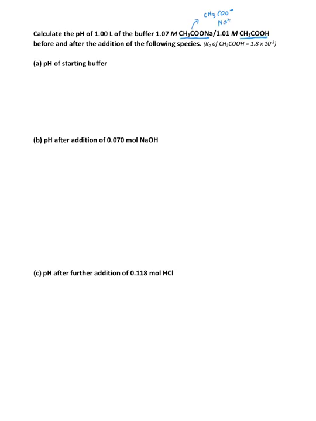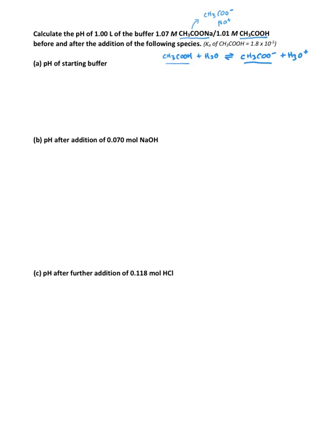So before we start any calculations, let me write out the dissociation reaction for acetic acid. So CH3COOH will react with water to form CH3COO- and H3O+. So from this reaction, I hope you can see that acetic acid is the weak acid and acetate is actually the conjugate base of acetic acid.